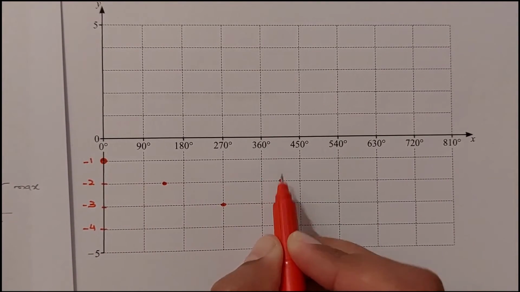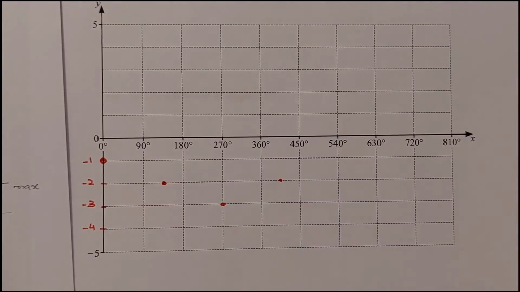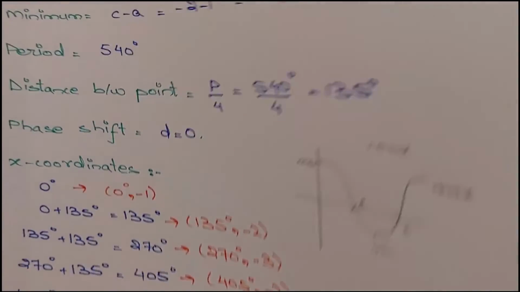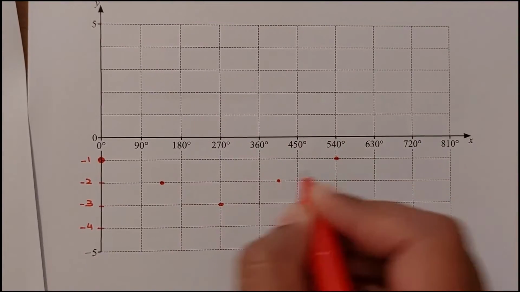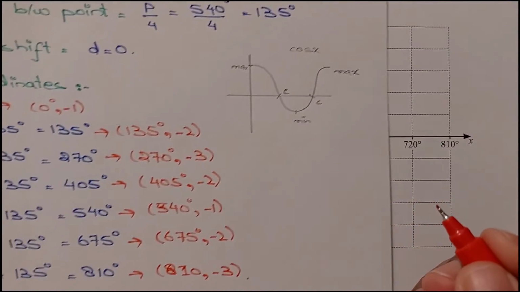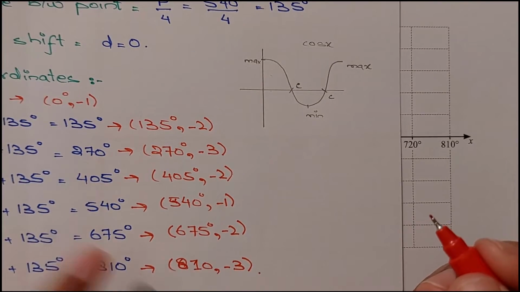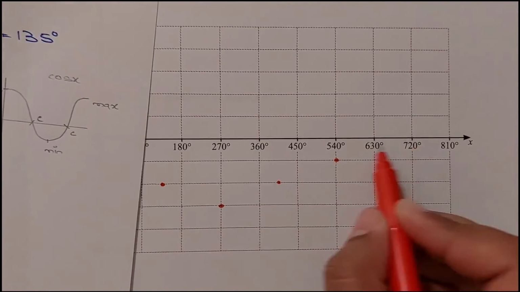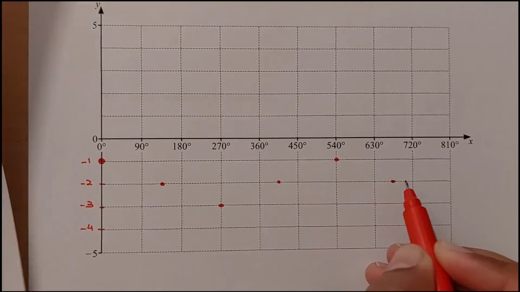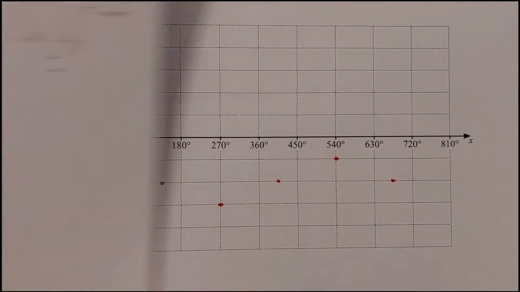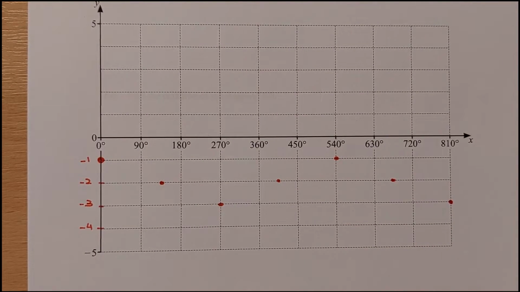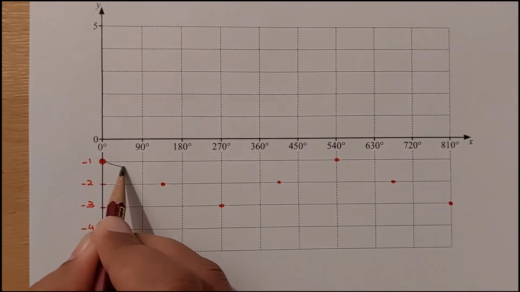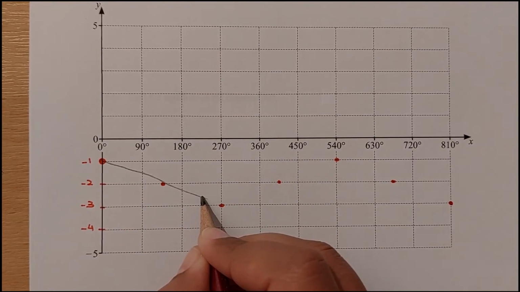405 is over here, between 360 and 450. Okay, the next point is 540 at -1. So 540, y is -1, and 675, -2. 675 is between these 2 points at -2, and the last point is 810 at -3. Now let me connect all these points to get the smooth curve of this cosine function, the sinusoidal function.